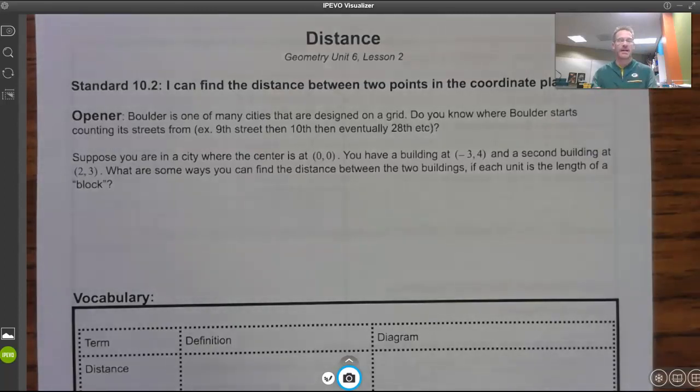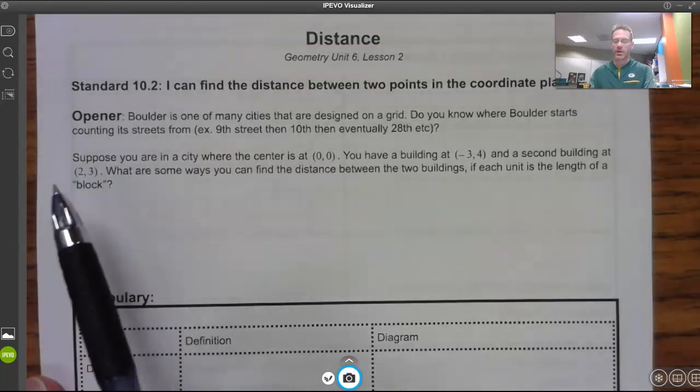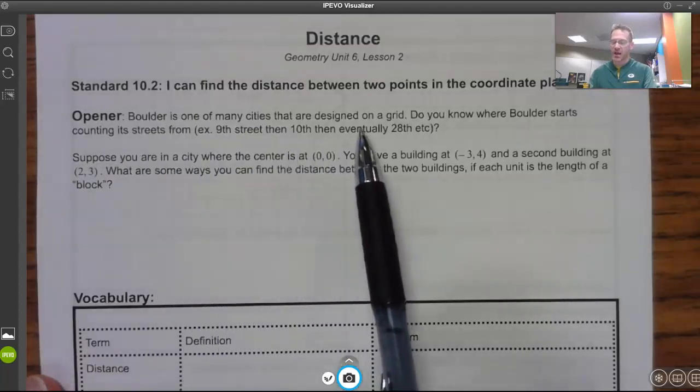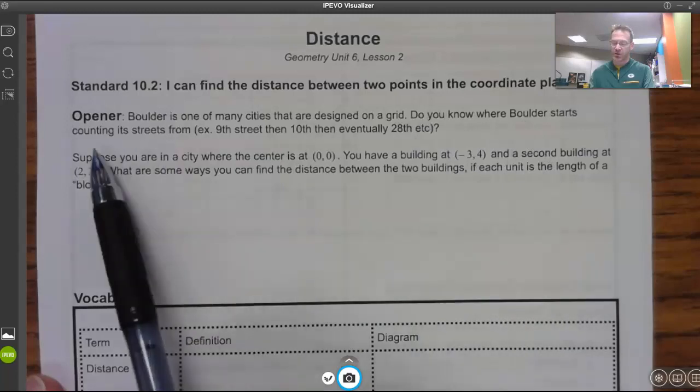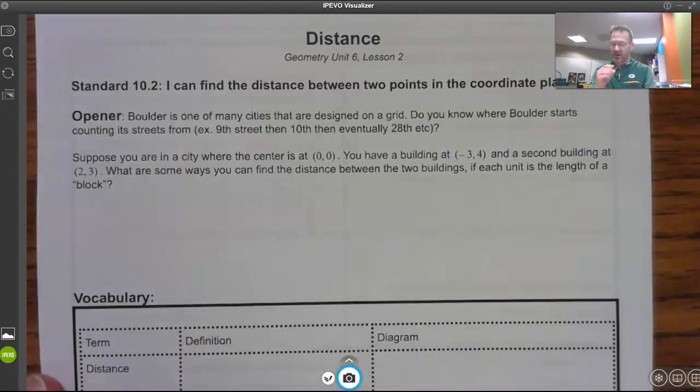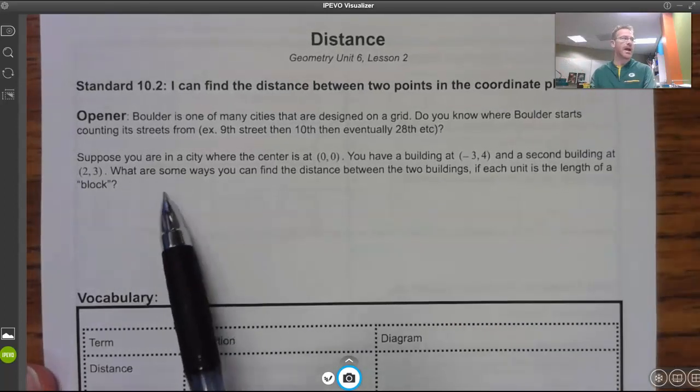All right, so to kind of get you thinking about things, let's look at an opener here. So Boulder is one of many cities that are designed on a grid. Do you know where Boulder starts counting its streets from? Example, 9th Street, then 10th Street, then eventually 28th, etc. All right, so think about that, right? If it's designed on a grid, and then how would you do this?